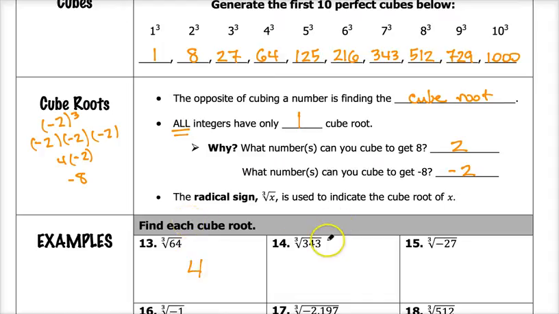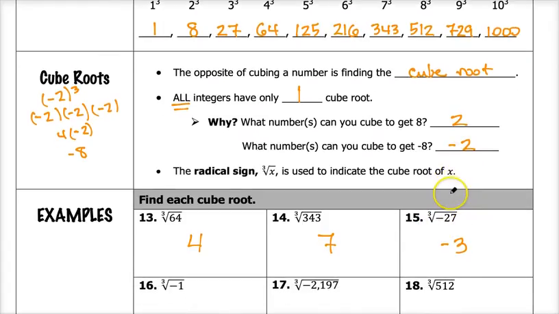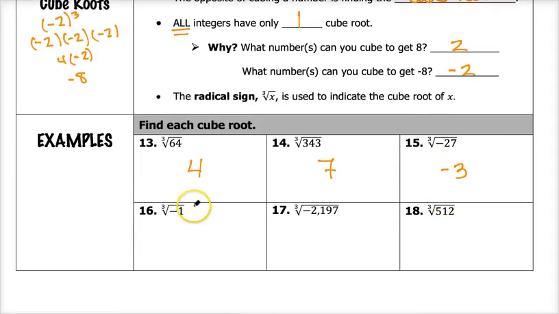The cube root of 343 is going to be 7 from our list here. Number 15, the cube root of negative 27. Okay, well, we know that 3 cubed is positive 27, so it makes sense that negative 3 cubed would give us negative 27. Again, we're allowed to take the cube root of negative integers. Okay, we're allowed to take the cube root, we just can't take the square root of negative integers. That is not allowed. Number 16, the cube root of negative 1 is going to be itself, negative 1.